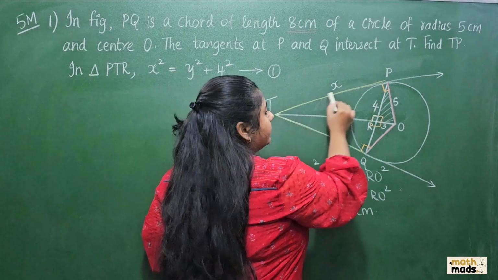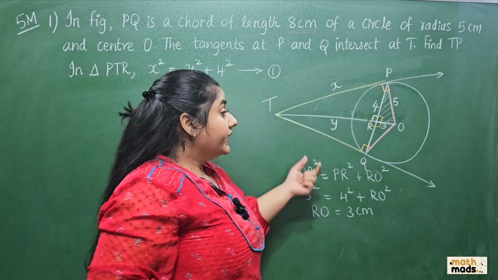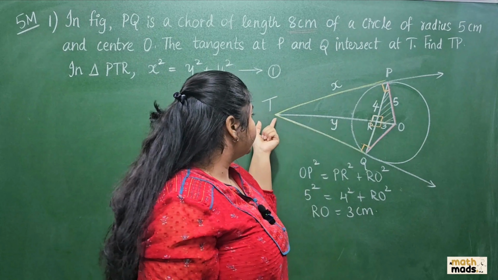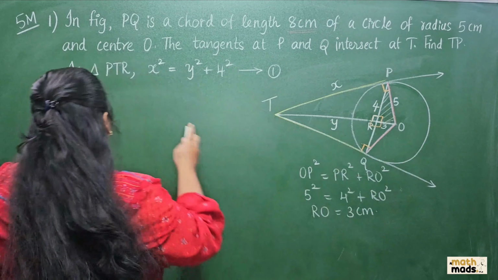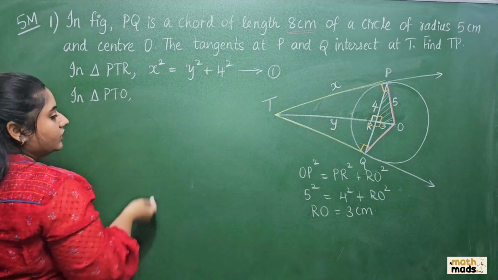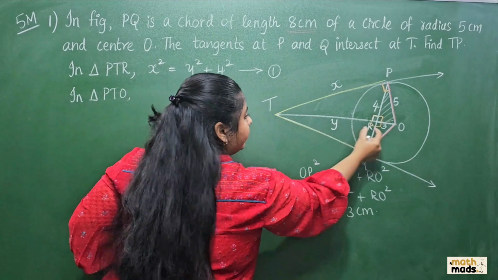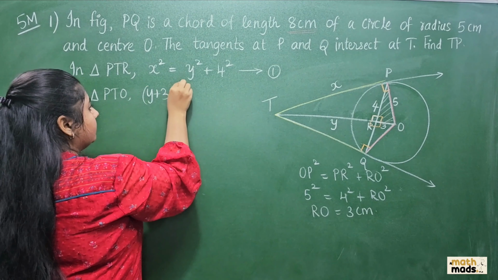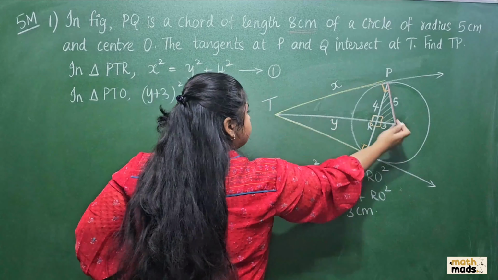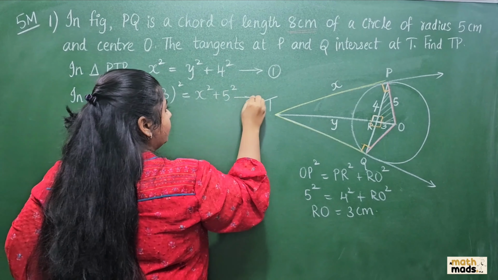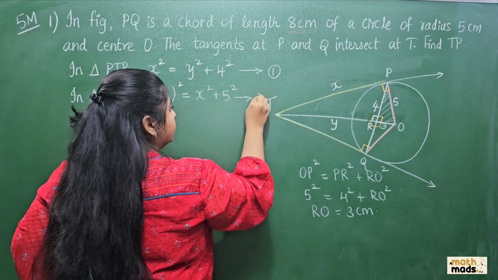Now let me apply to the bigger triangle, that is PTO. In PTO, which is right angle, angle P, right? So hypotenuse will be OT. Then in triangle PTO, OT is the hypotenuse, which is Y plus 3. So Y plus 3 whole square will be equal to X square plus 5 square. This is equation 2.